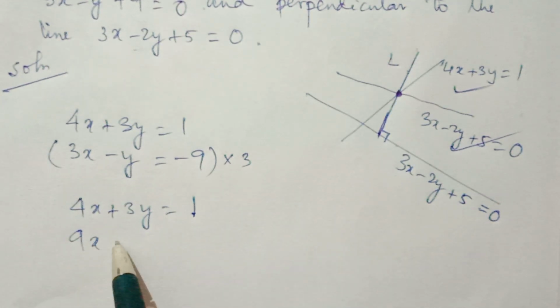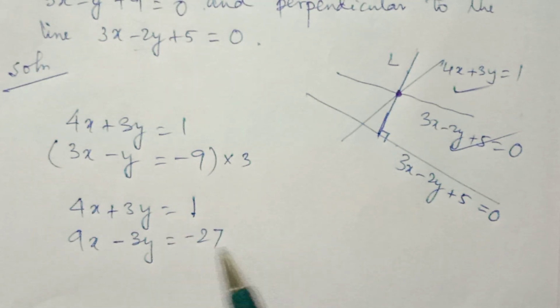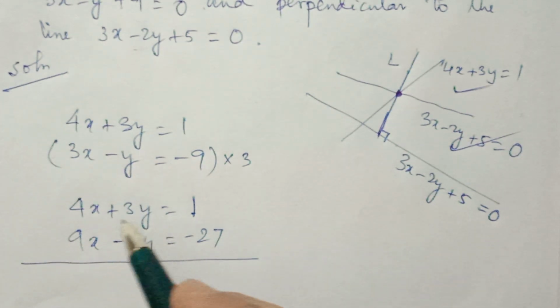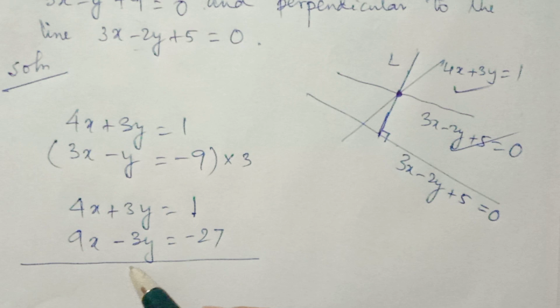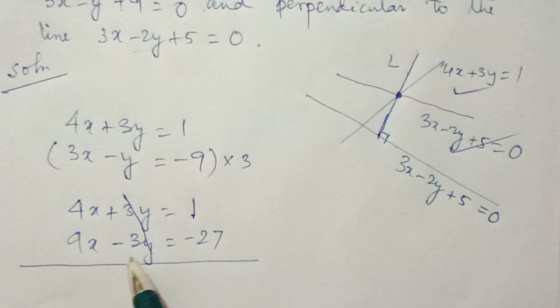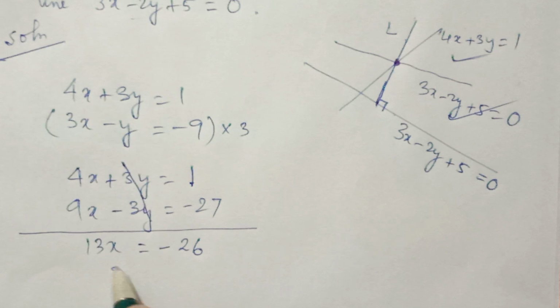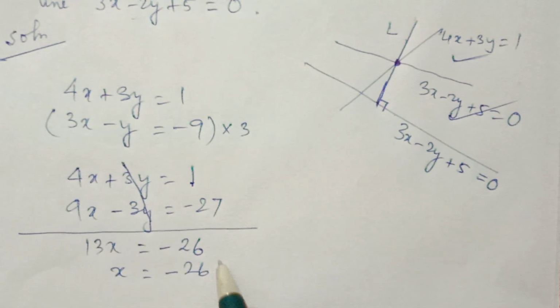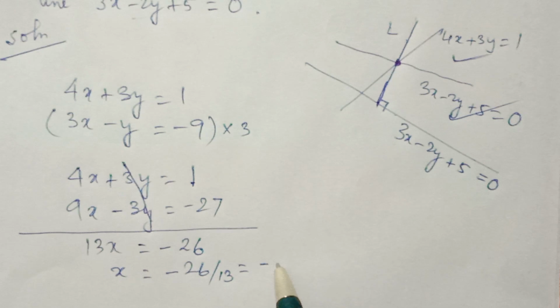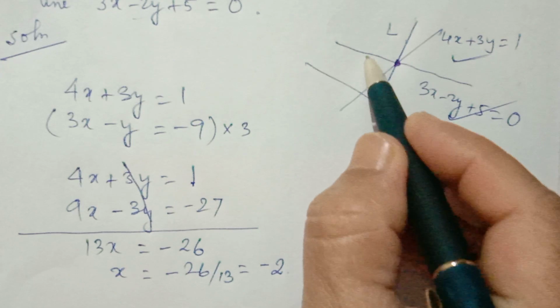So this 3 will be multiplied to all the terms. Then 9x minus 3y equals minus 27. Now you see this is plus 3y, this is minus 3y. So this will be cancelled by adding. Then this will be 13x equals minus 26. Then we will get the value of x: minus 26 over 13, that is minus 2. That means the x coordinate of this point is minus 2.